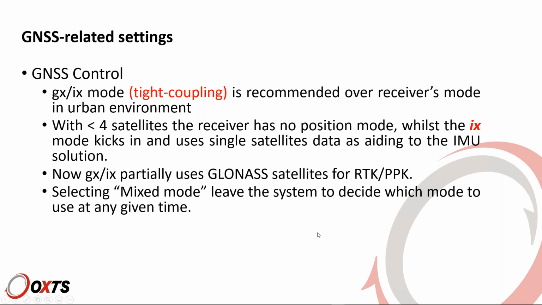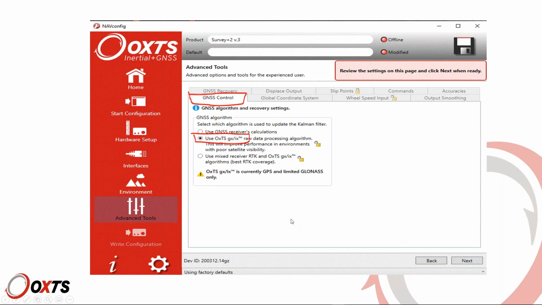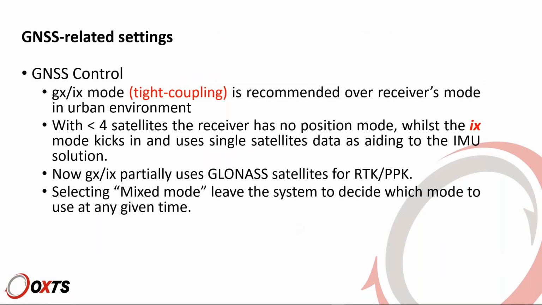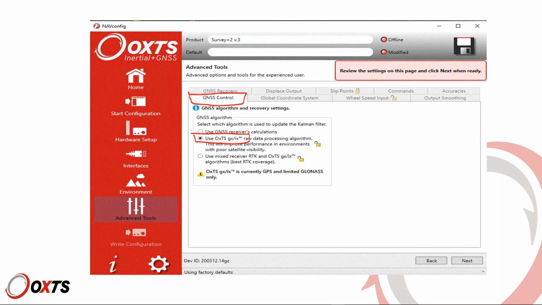If you want some peace of mind, it might be helpful to use mixed mode. So you leave it to the system basically to choose whether you want receiver mode or GX/IX mode at any given time. If you have an older firmware that doesn't support mixed mode, then I would recommend you use definitely GX/IX mode. Even if you are not in an urban environment all the time, but you are in a mixed environment, still use GX/IX mode. This is how we enable it in the Advanced Tools GNSS Control section.